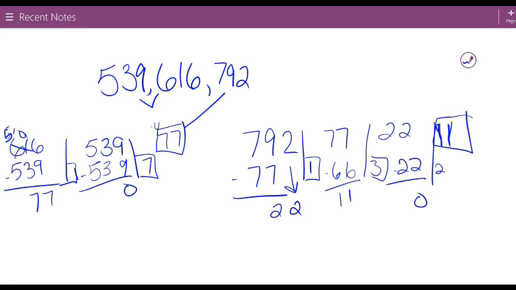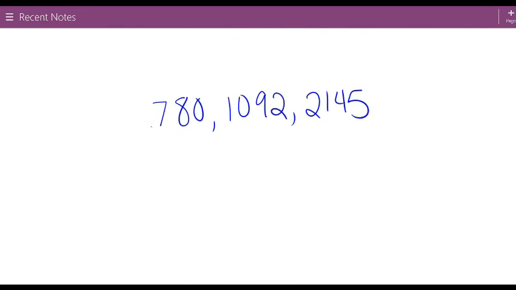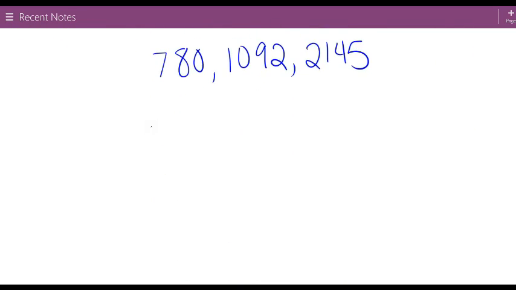So again, you pick two numbers, find the greatest common measure, and use their greatest common measure to start working with your third number. Let's try it one more time. Now, just because I can, I'm going to start with 2,145 and 1,092. Again, it doesn't matter what numbers you start with.